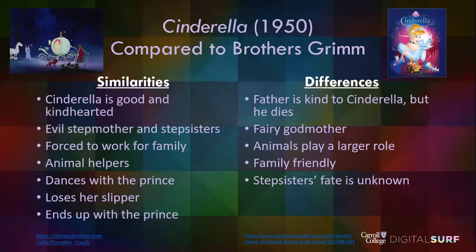Near the end of the story, Grimm's version describes how the evil stepmother convinced her daughters to cut off their toe or heel to fit into the dainty glass slipper. But in the 1950 version, the stepsisters simply try to force their feet in the shoe. In the Disney version, we don't know what happened to Cinderella's stepmother or stepsisters after Cinderella marries the prince.